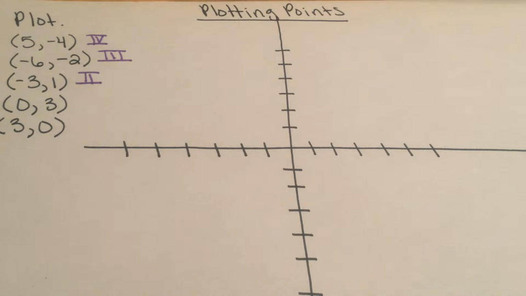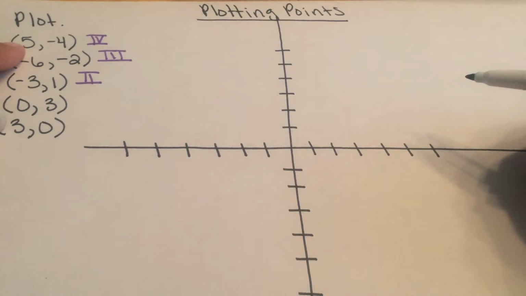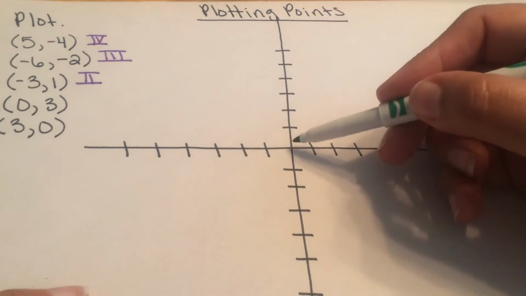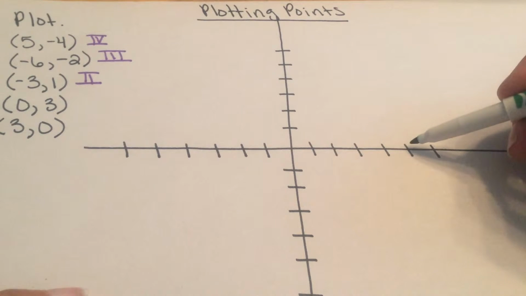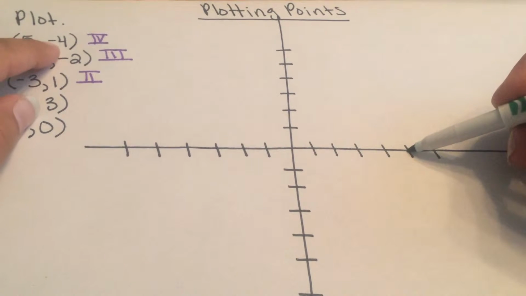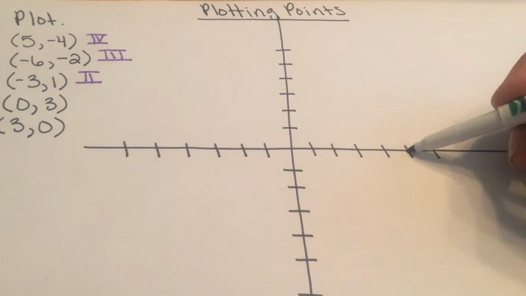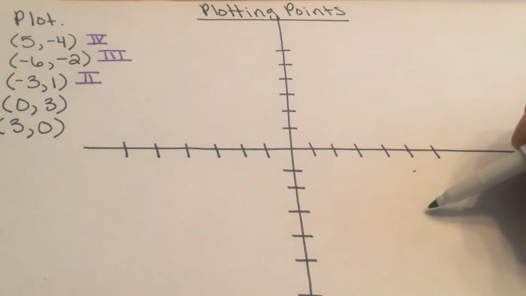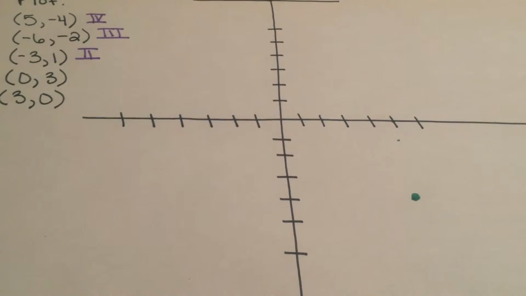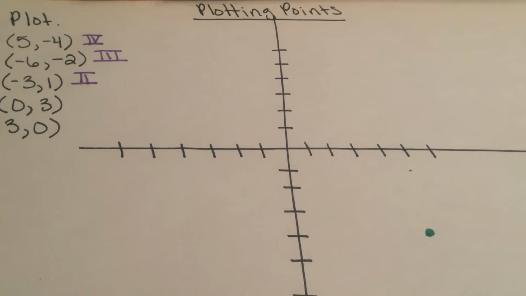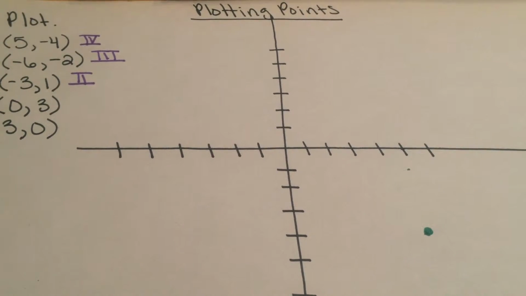So the first one, 5, negative 4. Again, because it's a positive x, this means I'm going to the right 5. Starting at my origin, 1, 2, 3, 4, 5. Because it's a negative 4, that means I'm going to go down 4. 1, 2, 3, 4. And here's where that first point is going to be.